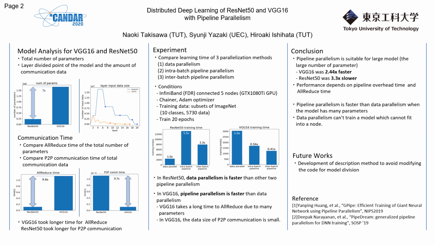when the model has many parameters. Data parallelism cannot train a model which cannot fit into a node. Future work is developing methods for automatic model division.